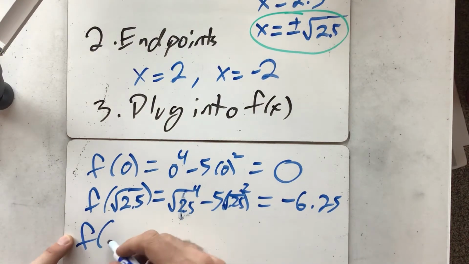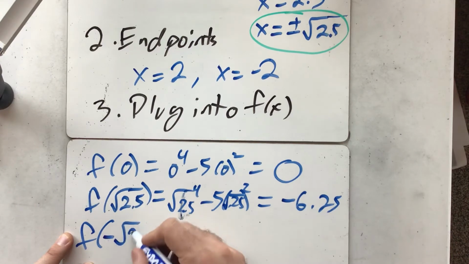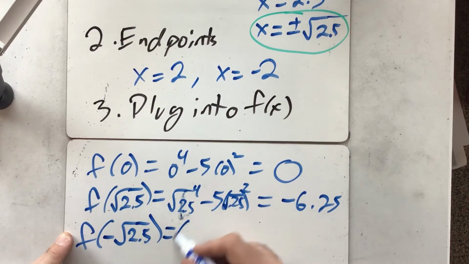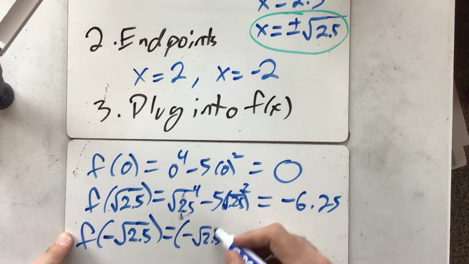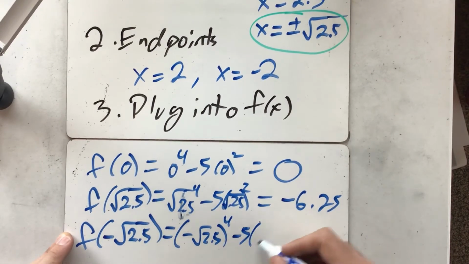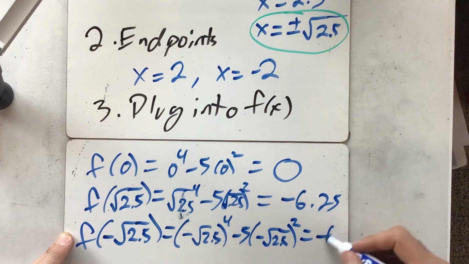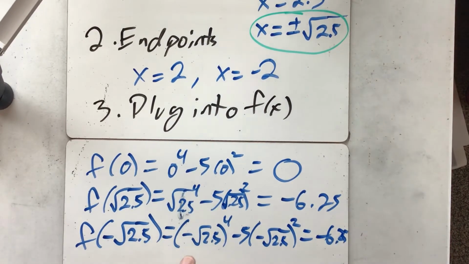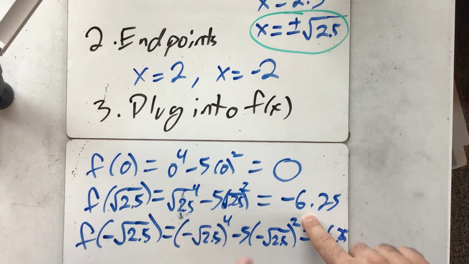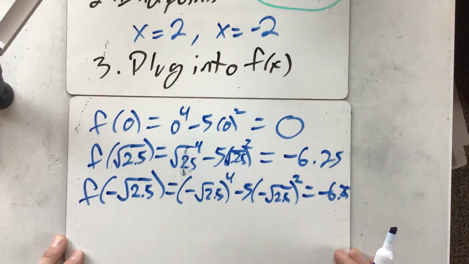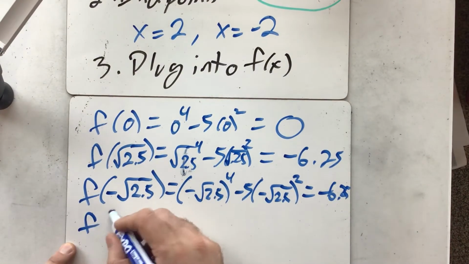And when I do negative the square root of 2.5, notice it's going to be the same thing because I've got negative square root of 2.5 to the 4th minus 5 times negative square root of 2.5 squared, which is negative 6.25. Notice it's the exact same because these numbers are the same and both of my negatives had even power, so this negative got squared and this negative got raised to the 4th, so the negatives all disappear. Okay. Now the last thing I need to do is look at my endpoints.